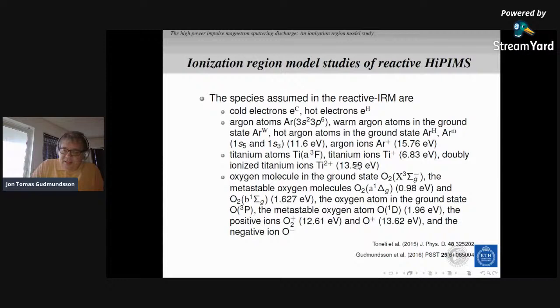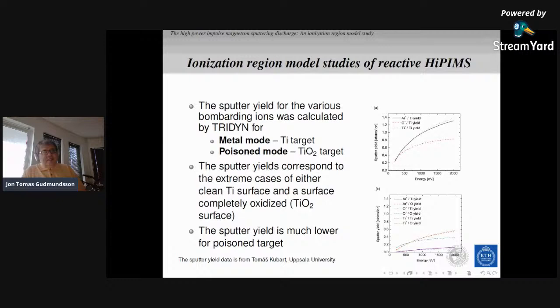And this allowed us to explore these changes in the current waveform. One important factor in this is that now, as we add a reactive gas to the discharge, we are changing the conditions on the target surface. So when we add a little bit of oxygen, the target remains metallic. And then, so we add a little bit of oxygen, we are basically in what is called a metal mode, which we model with a pure titanium target.